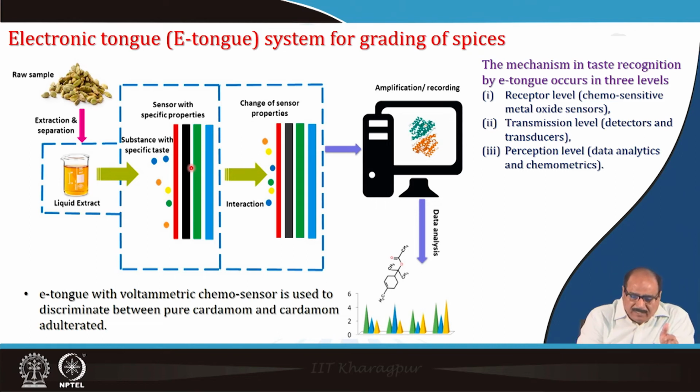Then when you give the adulterated one, again as an extract, it will analyze the chemicals present there, compare with the library, and discriminate. The mechanism of taste recognition by e-tongue occurs at 3 levels: the receptor level, with chemosensitive metal oxide sensors; the transmission level, where detectors and transducers are used; and the perception level, where data analytics and chemometrics are used.